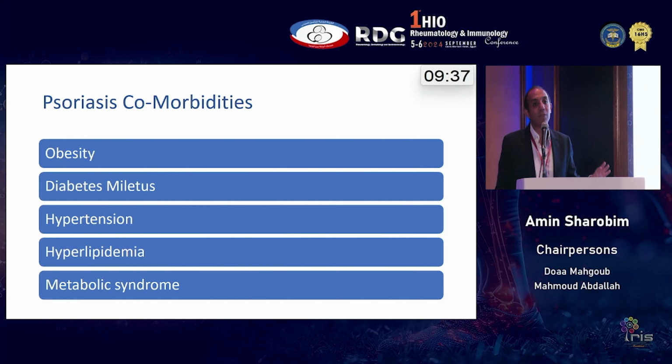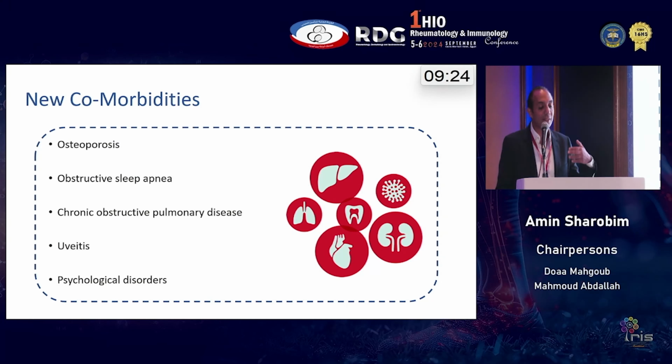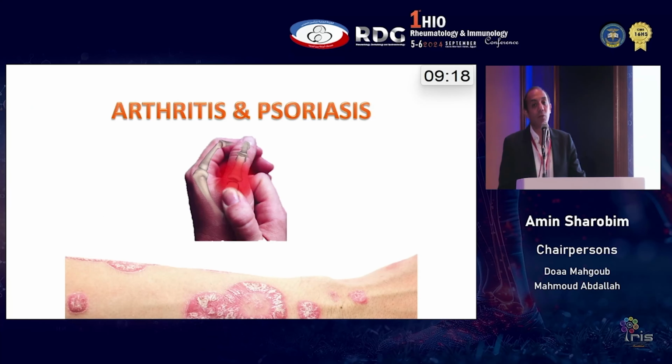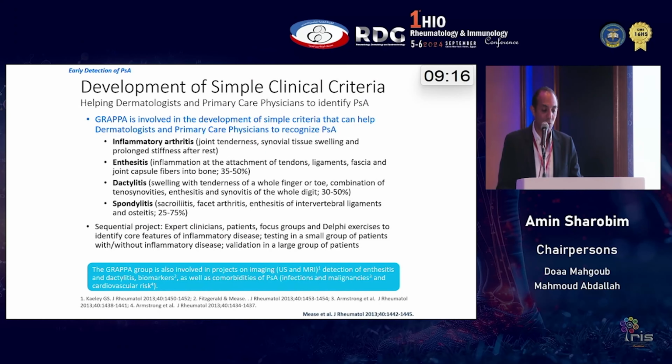So the most famous and most common comorbidities we can see are obesity, diabetes mellitus, hypertension or cardiovascular disease, and metabolic syndrome, and we'll have a glimpse at these. There are other comorbidities like obstructive sleep apnea, osteoporosis, pulmonary disease, uveitis, and psychological disorders, but one of the most important is arthritis and psoriasis. And the GRAPPA told us the simple criteria of psoriatic arthritis: the inflammatory, the enthesitis, the dactylitis, and the spondylitis.